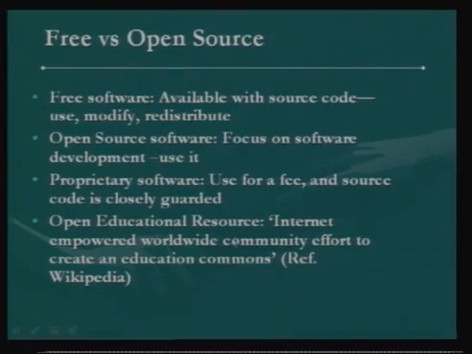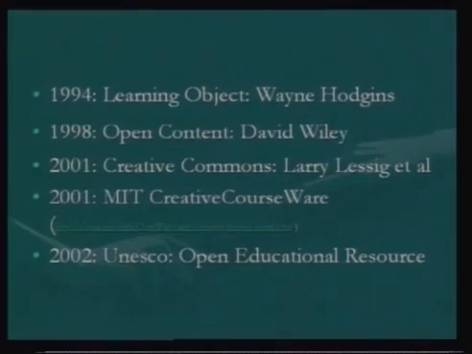And finally, open educational resources. Wikipedia defines these as an internet empowered worldwide community effort to create an education commons. We'll come to this education commons later, which is a legally protected online service to protect copyright for those who create, for those who reuse, for those who use, for those who change, and so on and so forth. These are protected by law, and we'll come back to this education commons in terms of Creative Commons or Education Commons a little later. Let us now look at the historical development of all these terminologies that we are using today.